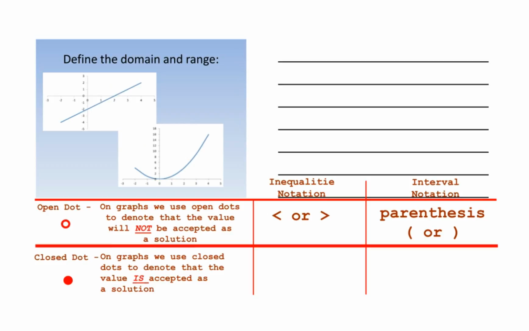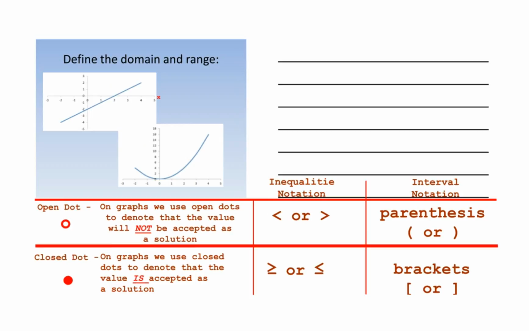Okay, so closed dots. On graphs, we use closed dots to denote that the value is accepted as a solution. So it can be, or is definitely, a solution when it's a closed dot. And for closed dots, we use inequalities such as greater than or equal to, or less than or equal to. For interval notation format, we use brackets. Whether it's a left side bracket or right side bracket once again depends on the values that we have.